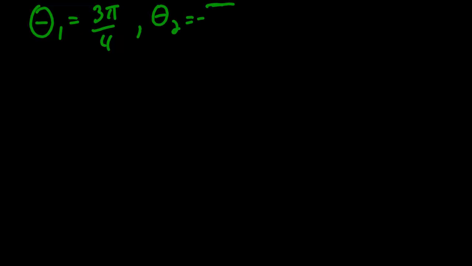So now let's do D. D tells us what? We have theta 1 is equal to what? 3 pi over 4 radians. Theta 2 is equal to negative pi over 2 radians. And L1 equals L2, which equals 5. So this will be pointing the other direction.